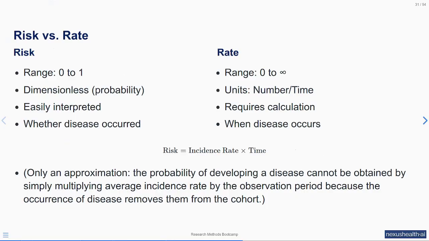And so the relationship between risk and incidence rate is given to us in this equation. Risk is equal to incidence rate times time. But note that this is only an approximation. The probability of developing a disease cannot be obtained by simply multiplying the average incidence rate by the observation period, because occurrence of disease removes the individuals from the cohort.